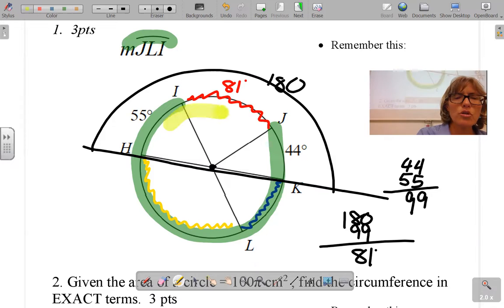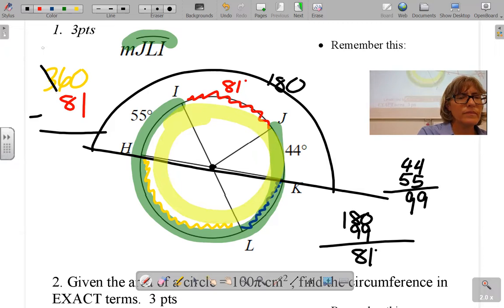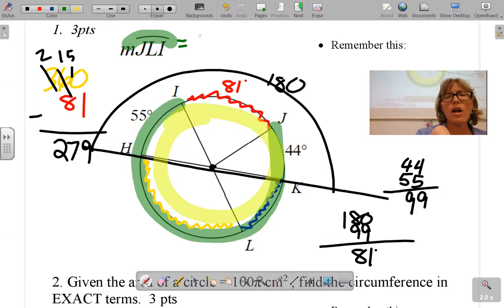We know that circles add up to 360. So to get the green, we're simply going to do 360 minus 81, and we get our arc measure of JLI is 279. Watch out for your diameters.